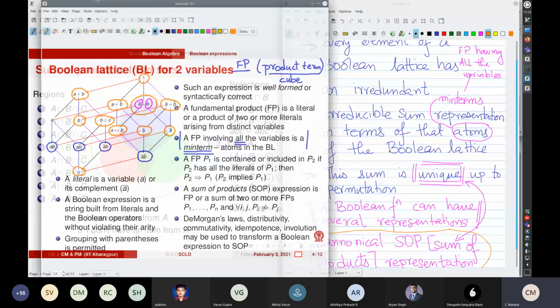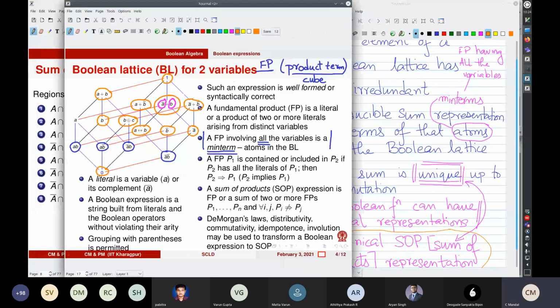Look at this lattice. Look at this lattice and give me the canonical sum of representation of this element which I have marked, which I am pointing out. Give me what will be the canonical sum of AB plus AB bar plus A bar B plus AB whole bar. Yes, that is true. But what is the Boolean function?